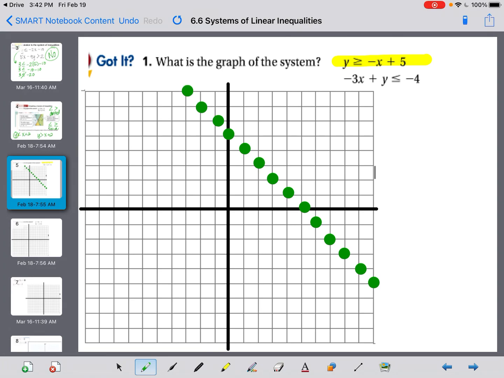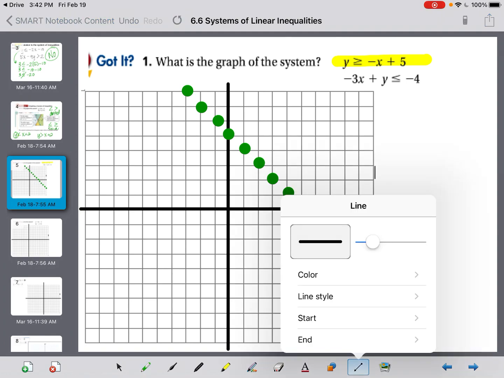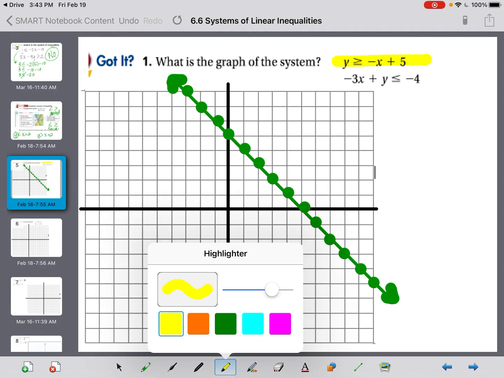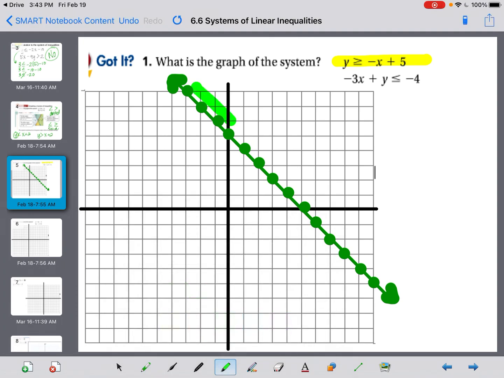Okay, because that inequality has an equal to symbol, I'm going to make a solid line right through all those dots. And we actually should probably have arrows on both ends because it continues forever. Then the next thing I have to figure out is where I'm shading. Remember we just talked about the y is on the greater than side of this, so I need to shade above the line, which in this case is up here.